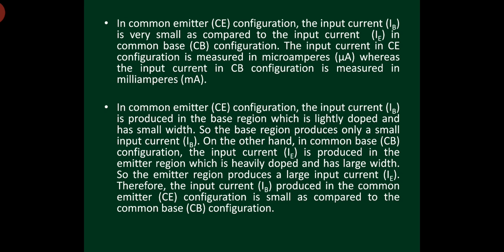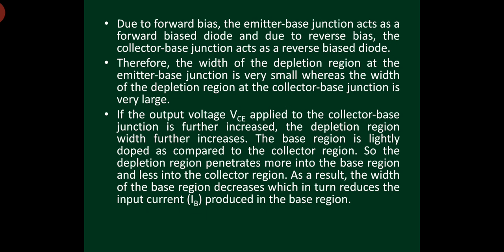Due to forward bias, the emitter base junction acts as a forward bias diode, and due to reverse bias, the collector base junction acts as a reverse bias diode, as I have just described in the circuit diagram. Therefore, the width of depletion region at the emitter base junction is very small, whereas the width of depletion region at the collector base junction is very large.